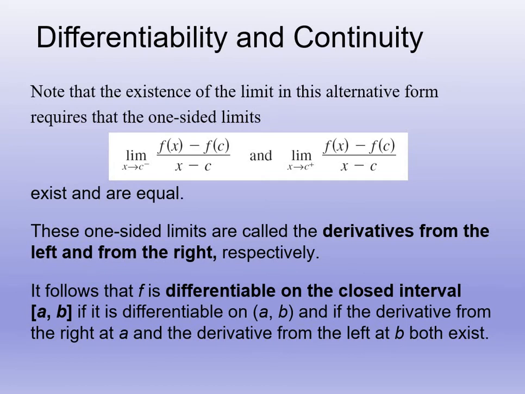And we already talked about that when we first started talking about limits, when we had to do the table and how x approached a value from the left and how x approached a value from the right and what that value actually was. Okay? So with this, it follows that f is differentiable in the closed interval a to b if it's differentiable in the open interval a to b, and if the derivative from the right and the left both exist. Okay?